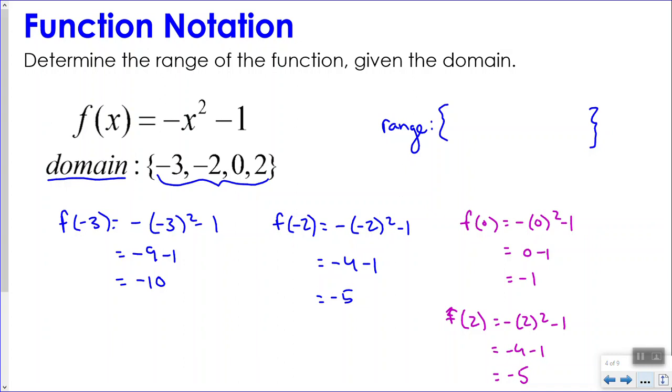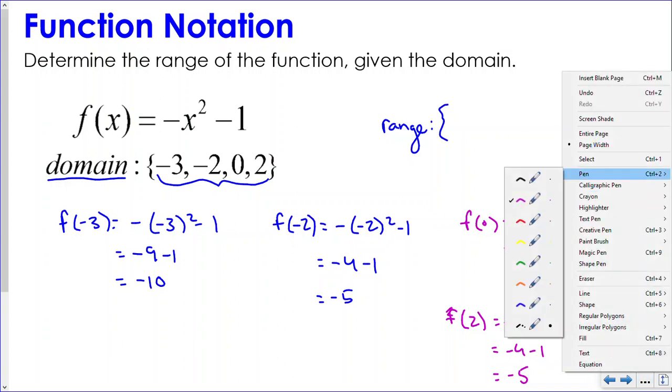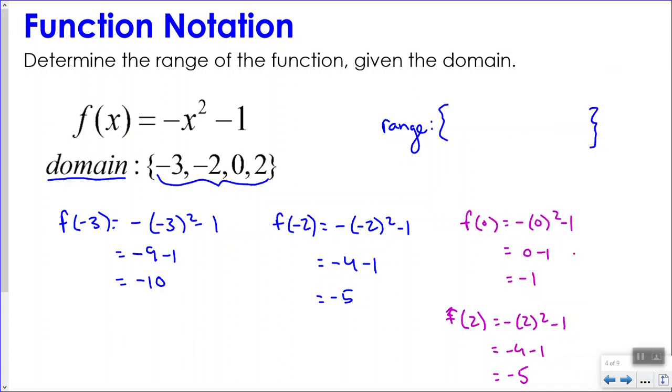So when we plug in 0, we get negative 1 for f of 0, and that's our y coordinate. So this would be the ordered pair 0, negative 1. And when we substitute in 2, we get negative 5. So this would be 2, negative 5.